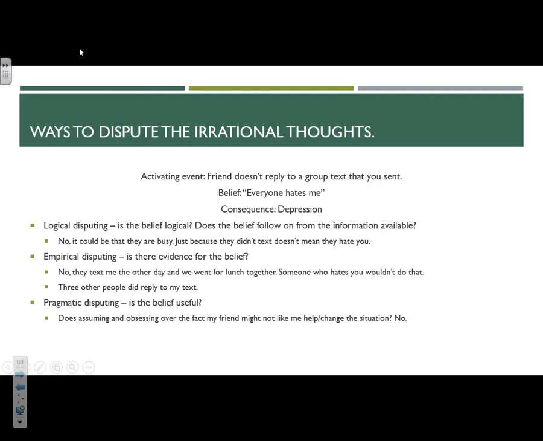And then pragmatic disputing, which is my favourite and one I regularly ask myself when I display irrational thoughts. Is this belief useful?